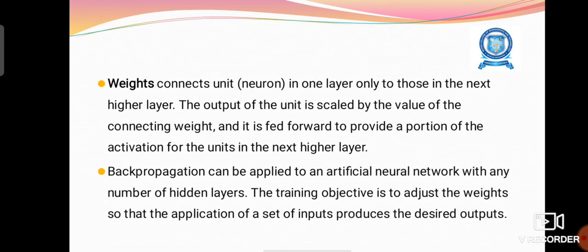Weights connect units in one layer only to those in the next higher layer. The output of the unit is scaled by the value of the connected weight, and it is fed forward to provide a portion of activation for the units in the next higher layer. Backpropagation can be applied to an artificial neural network with any number of hidden layers. The training objective is to adjust the weights so that the application of a set of inputs produces the desired outputs.